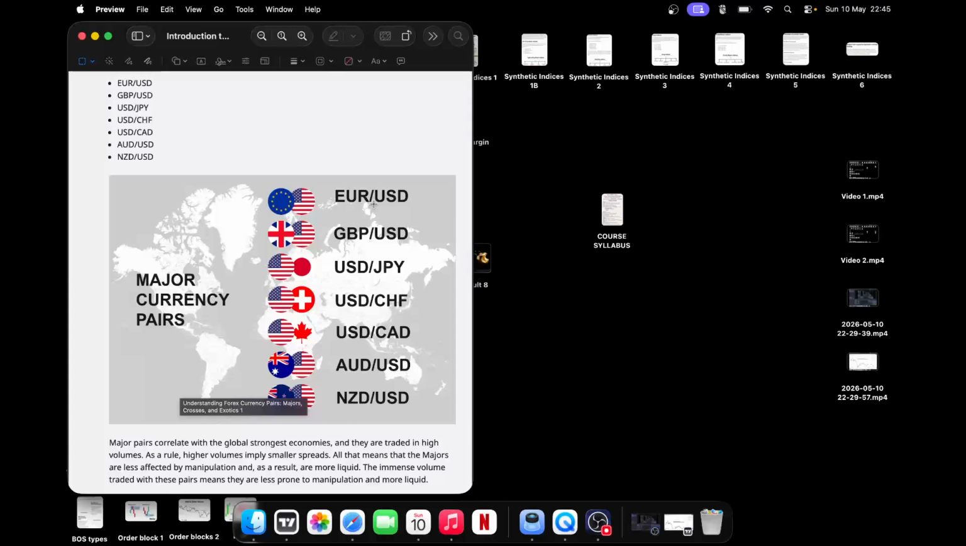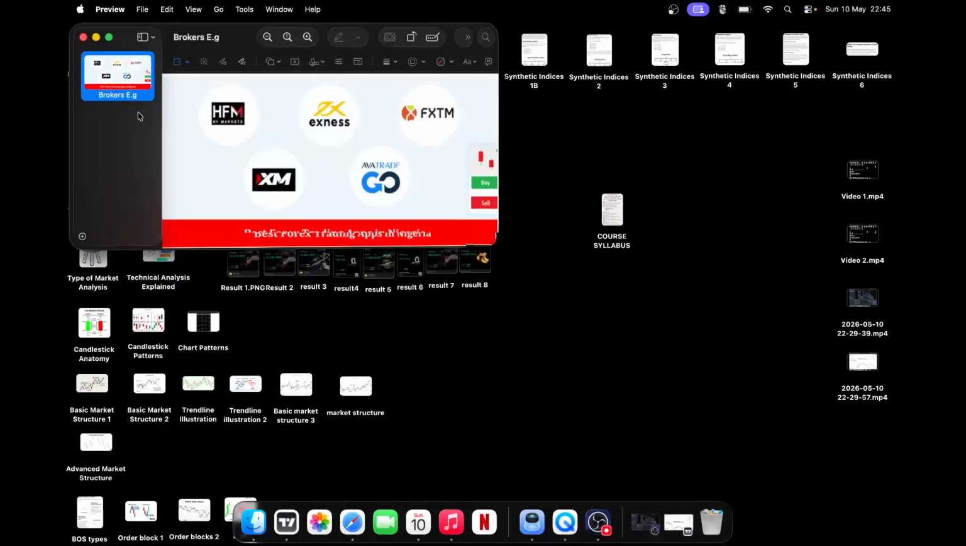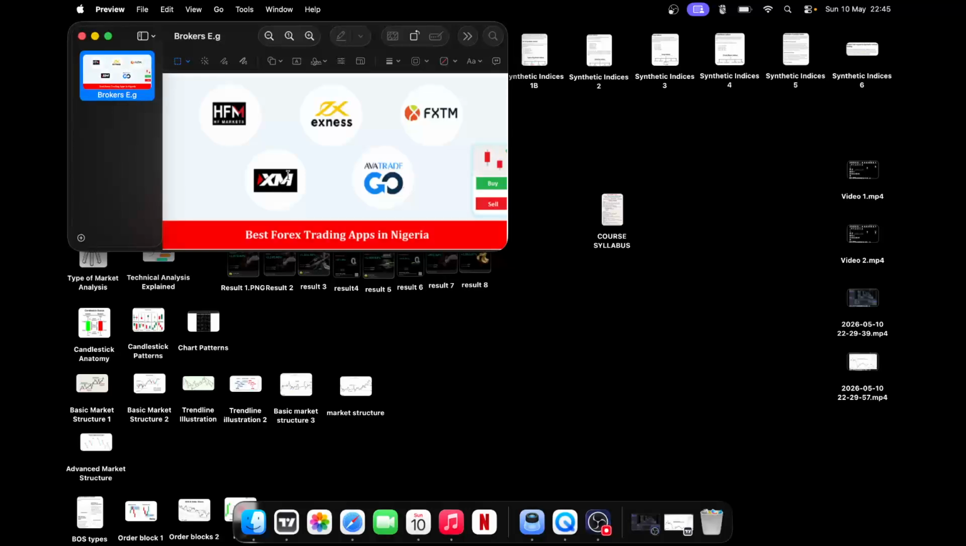Then other terminologies that we still use in forex that you are going to be getting familiar with as time goes on is brokers. When we talk about brokers, who are they? Brokers are people that allow you to participate in forex. So we have companies like Exness, HFM, FXTM, XM, Access Market, and so on and so forth. You understand? They provide the platform for you to do the buying and selling of these forex pairs.